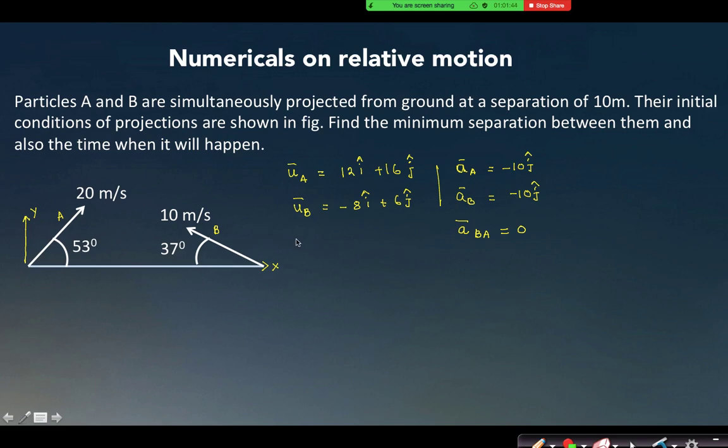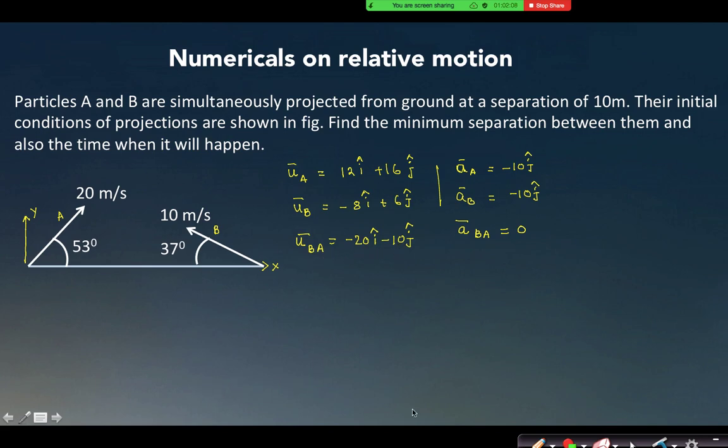Now what is the initial velocity of B with respect to A? That I can find by UB minus UA. So that is minus 20 i cap minus 20 i cap minus 10 j cap. Right? So UB with respect to A.